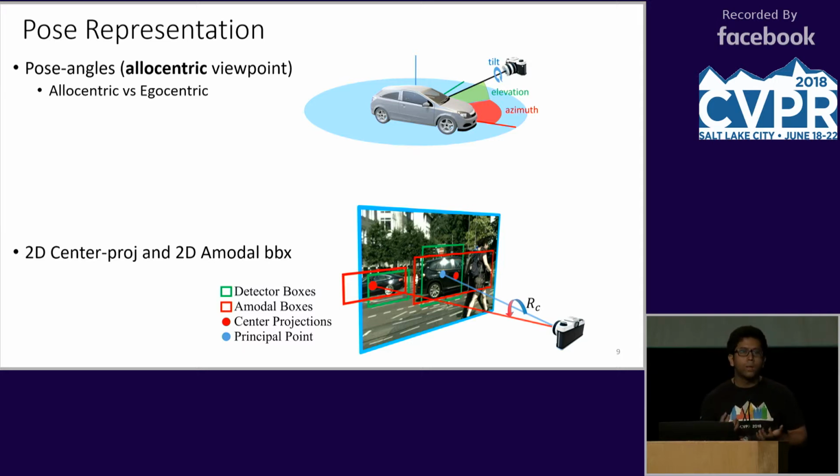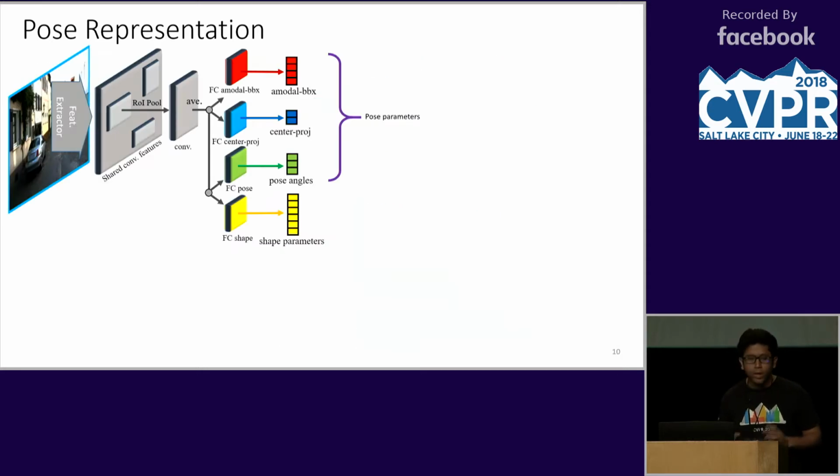Similarly, for representing the location of the object, it's not a good idea to directly train for the XYZ location of the object. So instead, what we do is we train to predict the 2D projection of the object center and also an amodal bounding box. And with all these three pieces of information, it's good enough to get the actual 3D location of an object.